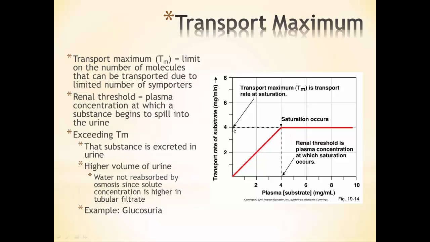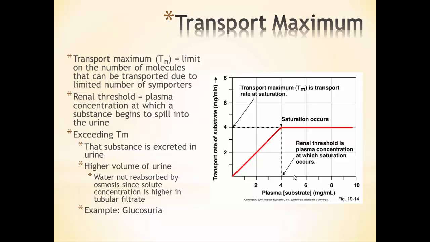I've reached my transport maximum. All the symporters are busy. And then instead of cars just waiting their turn, glucose can't sit there and wait its turn to go through the symporter because that filtrate is moving through the lumen. It's like a stream. And so since it's streaming through the lumen, any glucose that exceeds the renal threshold is going to get swept away and become part of our urine.